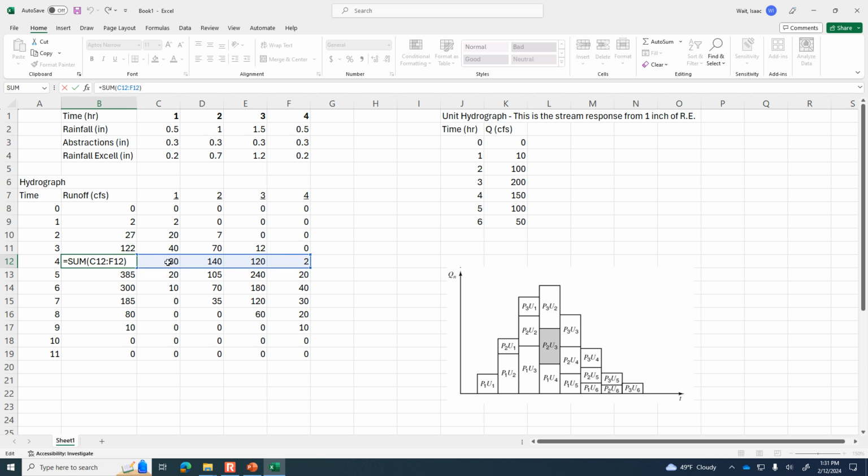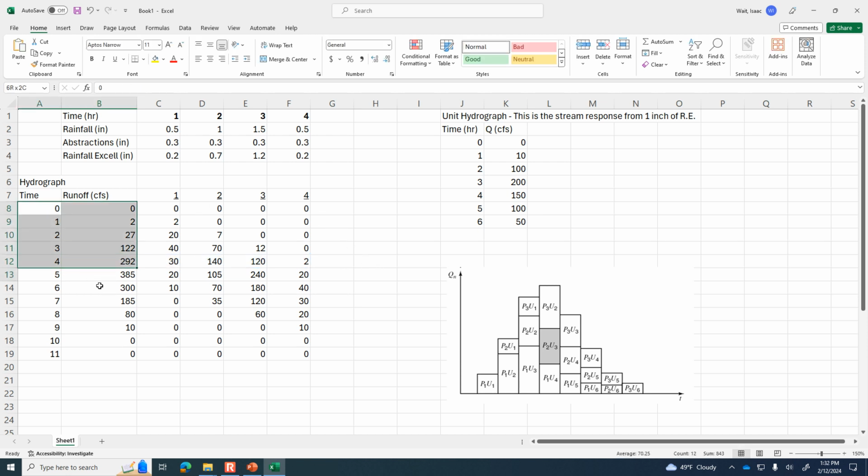We have the 4th hour of rainfall arriving finally, zone 4 from the first hour of rainfall. This is the zone 3 and the second hour of rainfall, zone 2 and the third hour of rainfall, and zone 1 and the first hour of rainfall. So this is the process of convolution.